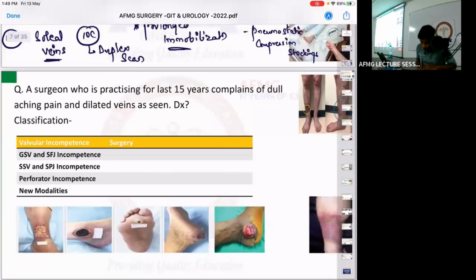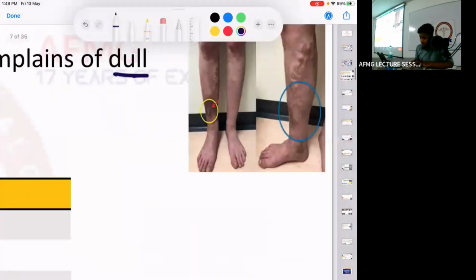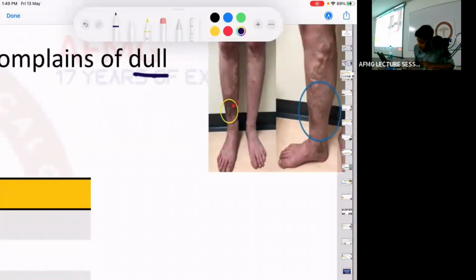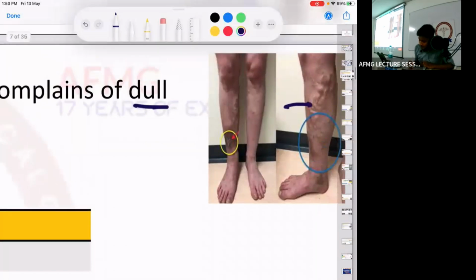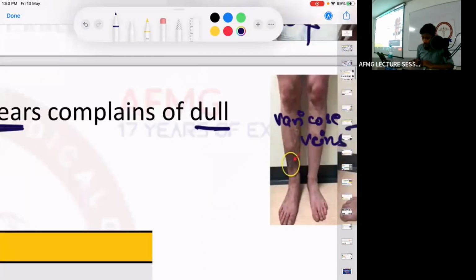Next, a surgeon. A surgeon needs to stand for long hours, 4 to 5 hours, 8 hours of surgery bhi hoti hai. A surgeon who has been practicing for the last 15 years complains of dull aching pain and dilated veins as seen in this image. So what are these known as? These dilated tortuous veins are known as varicose veins.